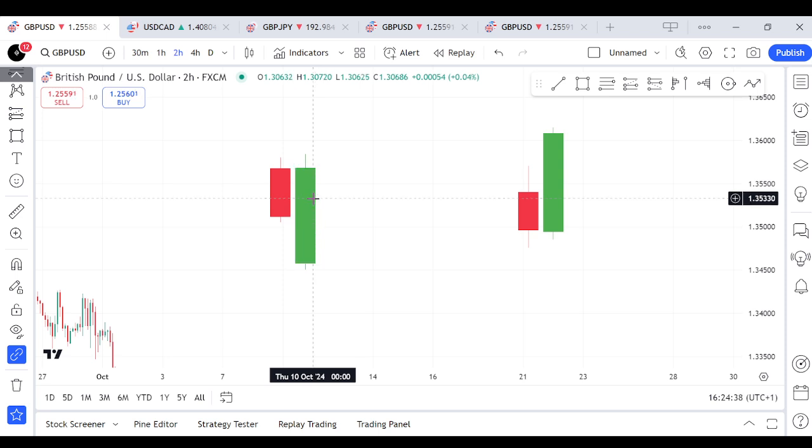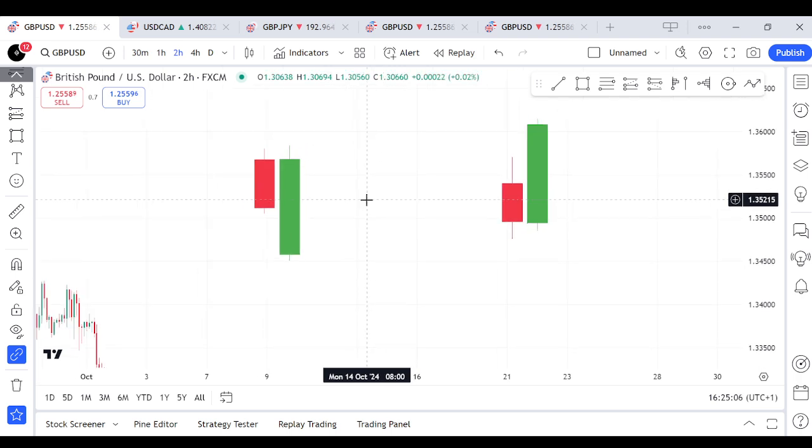So what makes these patterns especially useful is their ability to help you identify potential market turning points. So when you spot a double candlestick pattern forming at a key support or resistance level, it often signals a high probability trading opportunity, and these patterns work across all time frames, from the 5 minute chart to the daily chart, giving you flexibility in your trading approach.